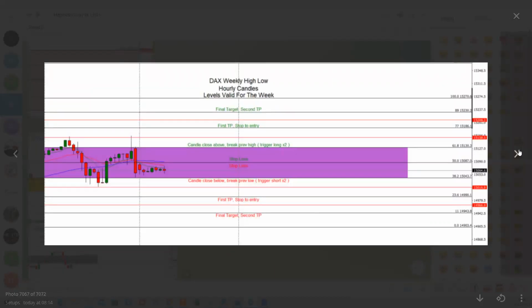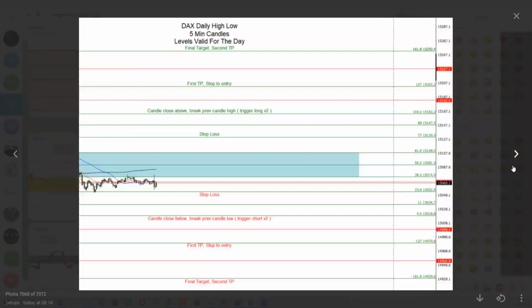On the DAX weekly high-low, currently between levels of 38.2 and 50. If you look at the moving averages, 50 is above 21, above 8. That's indicating trend is down. So what we're looking for now is a candle close below 38.2, break previous candle low to aim for the 23.6 first TP, 11 second TP, and stop loss being at the 50. Remember, guys, same rules apply with the red lines.